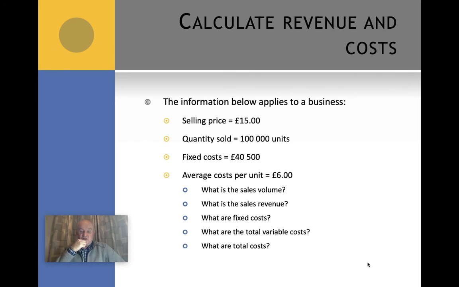We've also been given our average cost per unit of £6. So you should be able to, with a few calculations, calculate what the sales volume is, what the sales revenue is, what your fixed costs are, what your total variable costs are, and also what your total costs are, okay? All you've got to do is look back at some of the slides we've just gone through together, and with a little bit of sensibility, you might need to make a few notes and think about the formulas you need to use. You should be able to calculate those in a very straightforward fashion, okay?